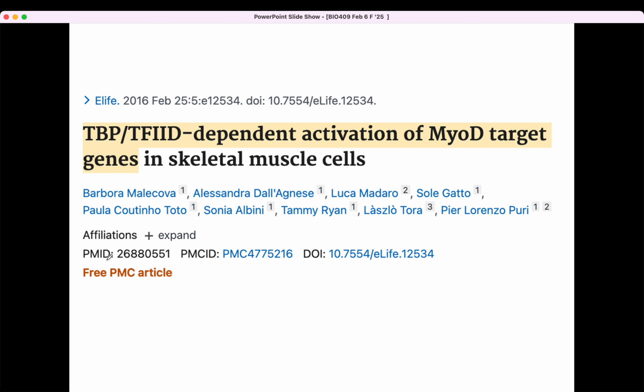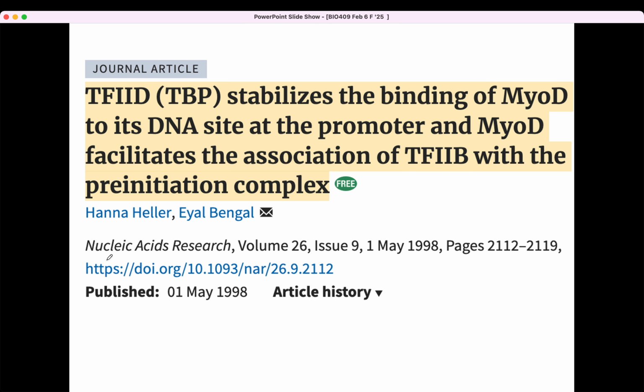Okay, now just look at this. TBP dependent activation of MyoD target genes in skeletal muscle cells. That looks like a title that helped make the discoveries for what the clay model videos taught us. Then look at this, because it says that TBP also helps MyoD bind to its site. So they help each other, and that's a little bit of a surprise.